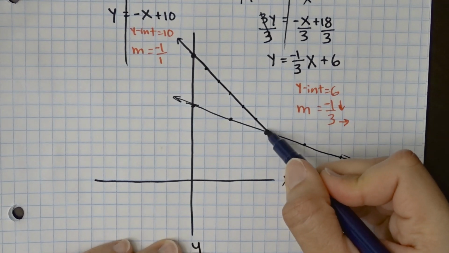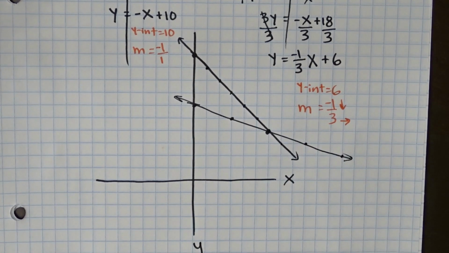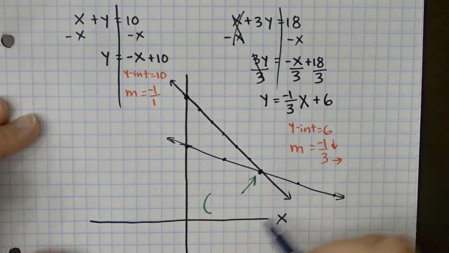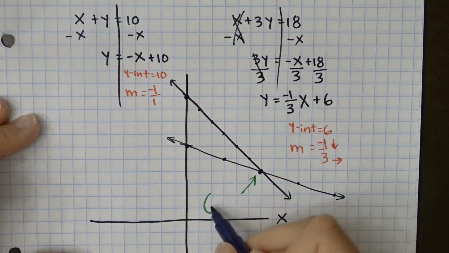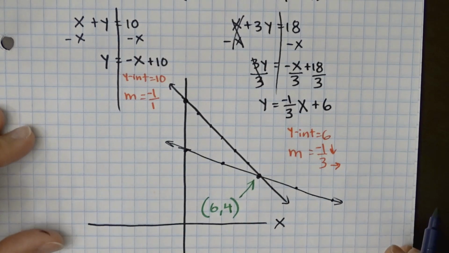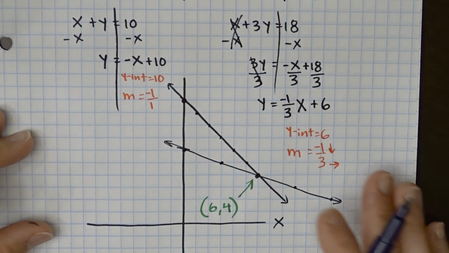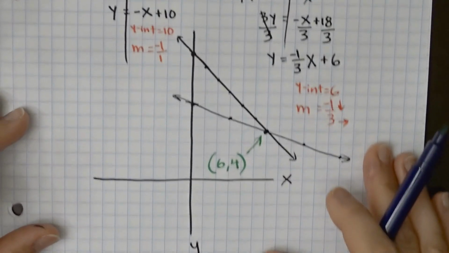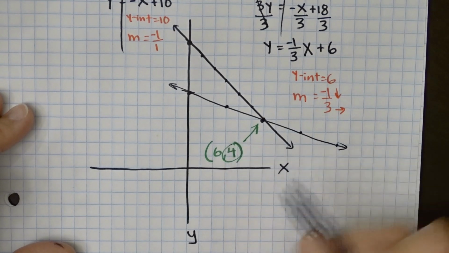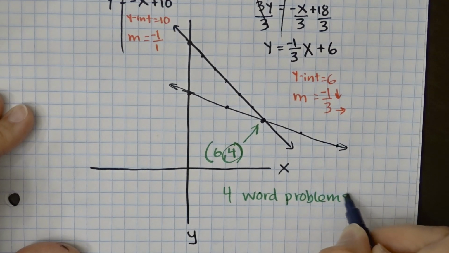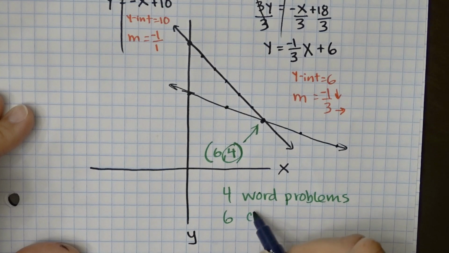And then this clearly is my solution. That's where both lines cross. That's where they have a common solution to both of the equations. So we're going to go ahead and label this as 1, 2, 3, 4, 5, 6, 4. Now, which of these coordinates represents my word problems? Let's go back up here. Word problems was our y coordinate. So that means we had 4 word problems on the test, and 6 computation problems.